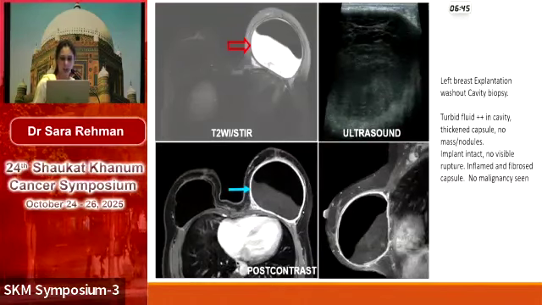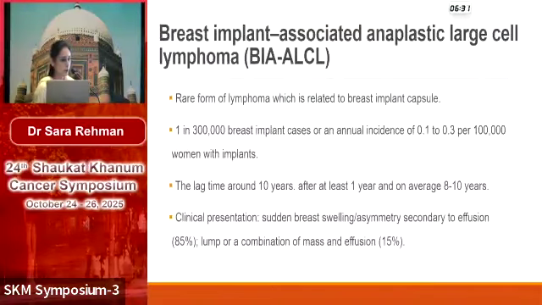And she underwent left breast implant removal with cavity washout and was found to have turbid fluid in the cavity, thickened capsule, but there was no mass or implant rupture. And histopathology also showed inflamed fibrous capsule, no malignancy. Now coming to breast implant-associated anaplastic large cell lymphoma, it is a very rare form of lymphoma which is associated with breast implant capsule, and it is due to the inflammation of the implant shell, and it affects 1 in 300,000 breast implant cases, with average time of 8 to 10 years after the implants have been placed. Patients most commonly present with breast enlargement, which is mostly due to effusion, and in some cases due to presence of lump or a combination of both.